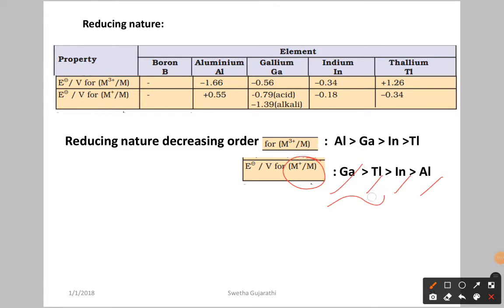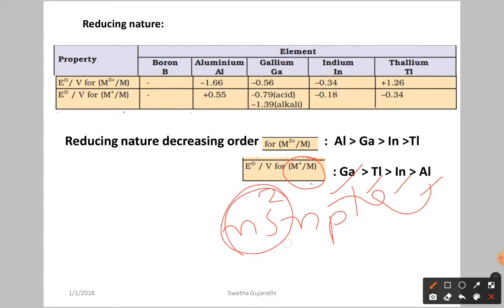Why? Because of the inert pair effect. What is the inert pair effect? We already discussed it. The outermost electronic configuration is ns2 np1. The ns2 electrons don't want to participate in the reaction. So only one electron is left in the valence shell, and that is what is lost in the case of gallium and thallium. We are going to discuss this again later. So this is the reducing nature, in decreasing order for the +3 state and +1 state.